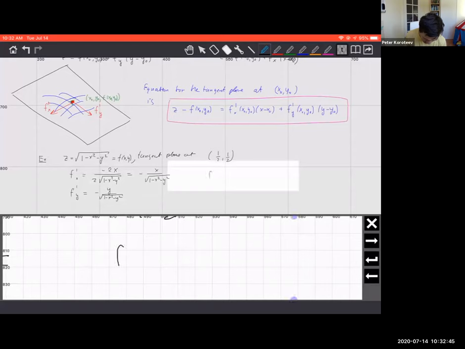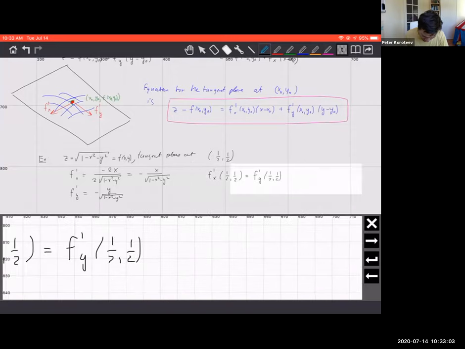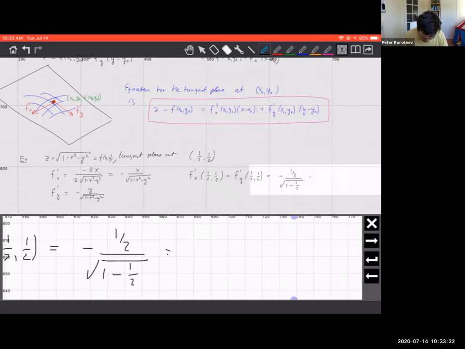So let's evaluate this at the point one half, one half. Both, due to symmetry, they'll be equal to each other. Right, so f prime x is equal to f prime y at one half. And that gives you what? It's minus 1/2 over root of 1 minus 1/2. Each of them is 1/4. So it's 1/2 divided by 1/2. It's minus 1/2. Right.